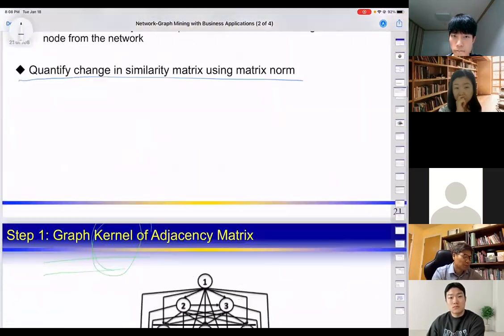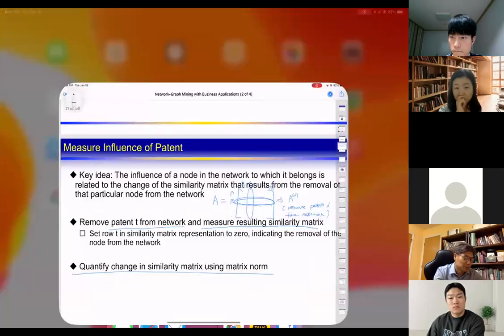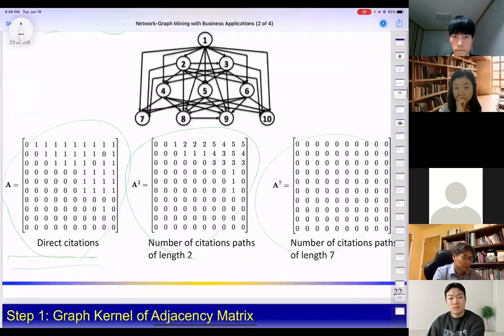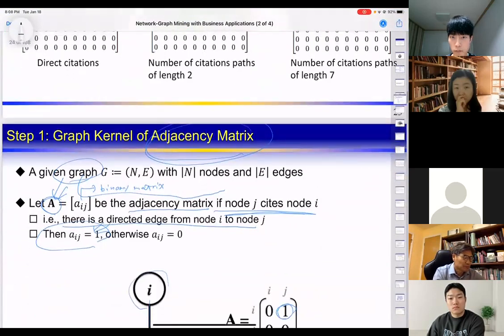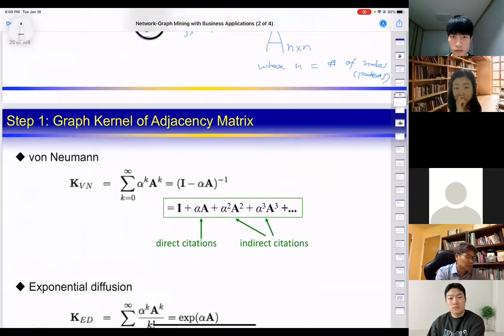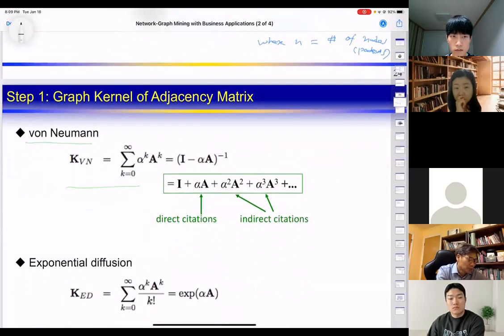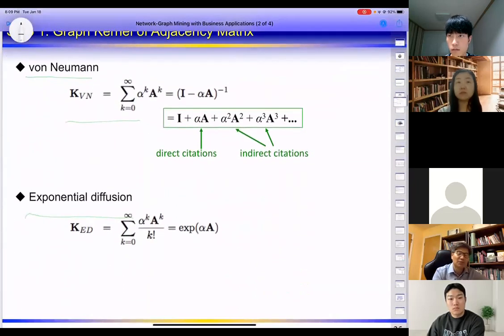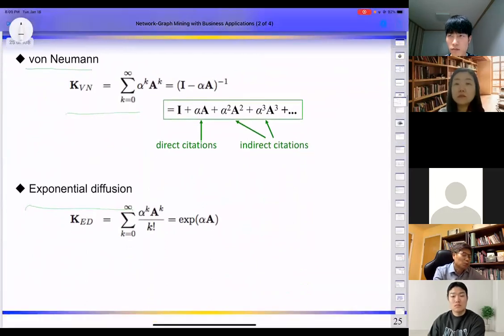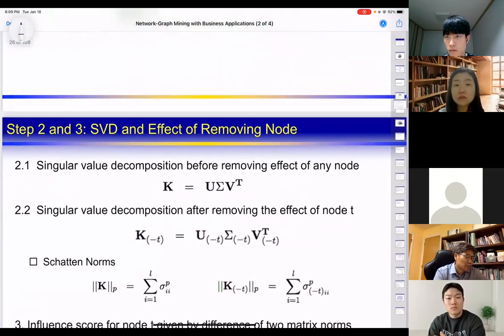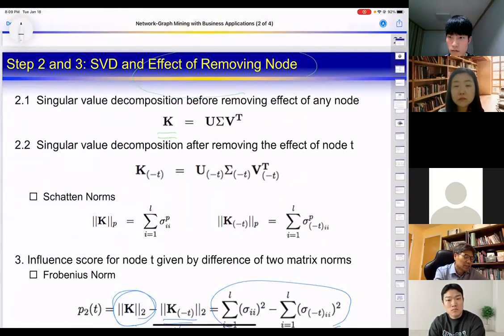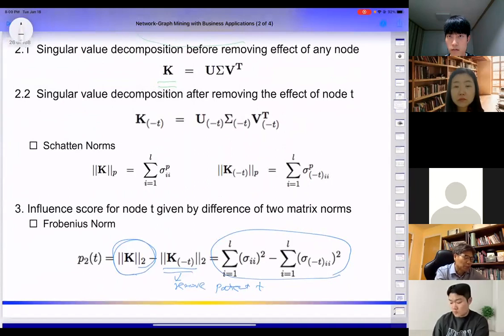So our idea is we see the effect in the graph kernel, not the original matrix. There are some graph kernels of the adjacency matrix. The Von Neumann kernel is given this way. The exponential diffusion kernel. There are a few different kernels. So we find out the effect of removing nodes using the singular value decomposition in the graph kernel. Then there are some properties like here.